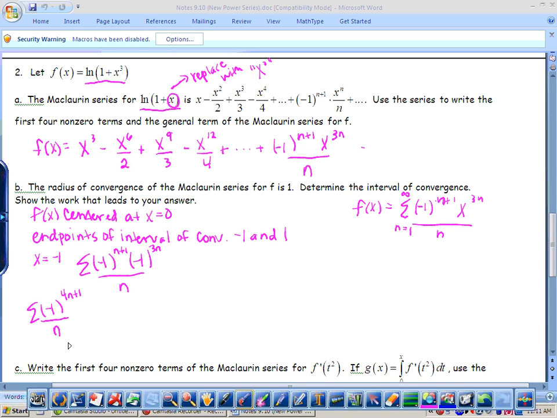Now be careful, because at first glance, this may look like it's alternating. However, when you plug in n equals 1, what is that exponent on the negative 1? 5. When you plug in n equals 2, what is that exponent? Doesn't really matter. It's another odd exponent. If you plug in n equals 3, do you get an even or an odd exponent? Odd. So this is always negative 1 to an odd power, which will always be negative 1. So that is not an alternating series.